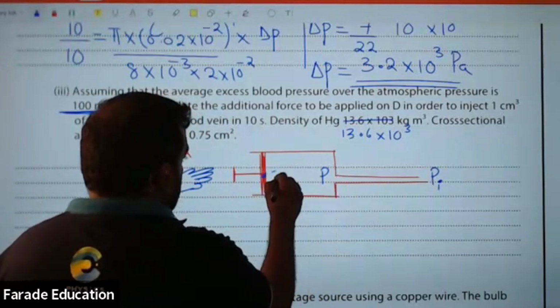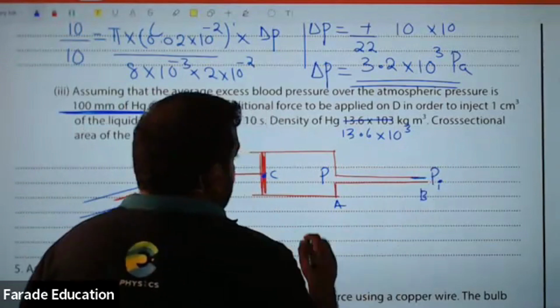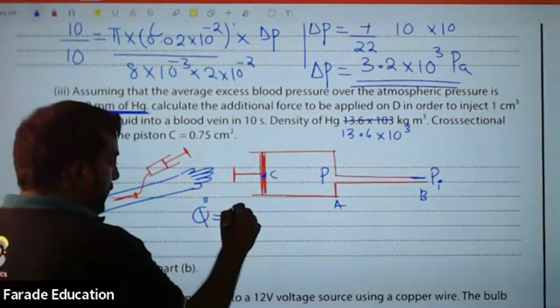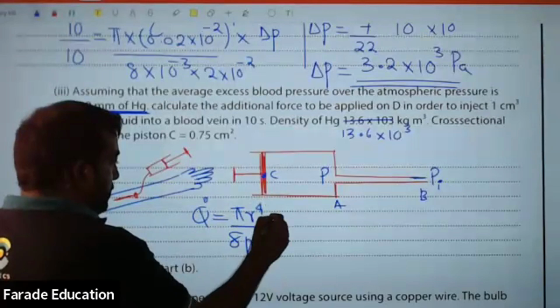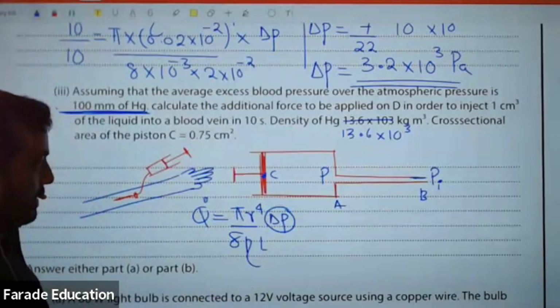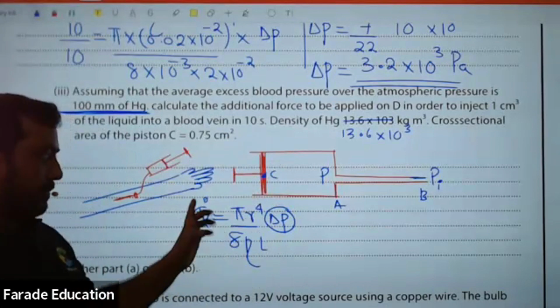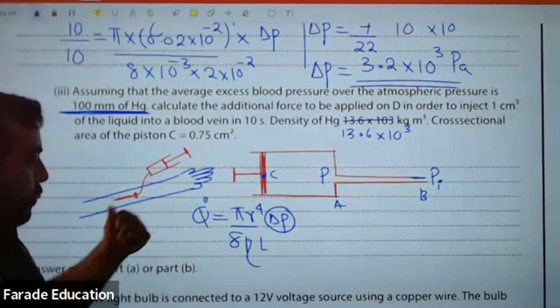So this is, I think, C, A, B, no? Same volume flow rate. Think carefully and answer. Q dot is equal to pi r to the fourth over 8 eta L times delta P. L won't change. Radius won't change. If you look at this earlier case and this case, all these variables are the same, including the volume flow rate. So the volume flow rate is also the same.